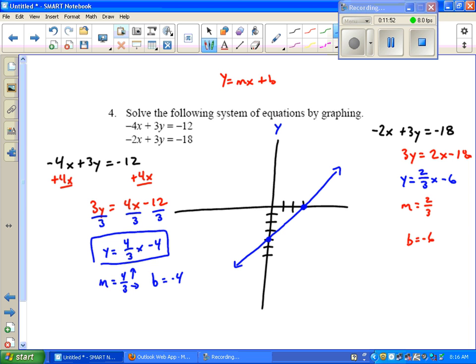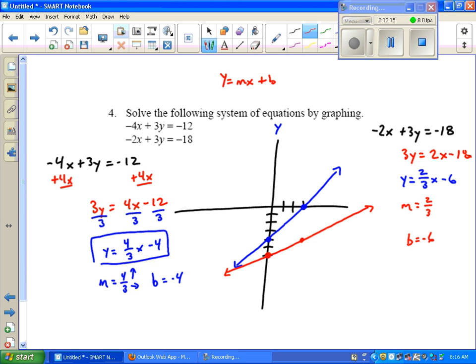The other equation says to begin at negative 6. So again, on the y-axis, begin at negative 6. That one tells us to go up 2 and to the right 3 times. Up 2 and to the right 3 times. So that equation, as we look at it, is going to look like that.